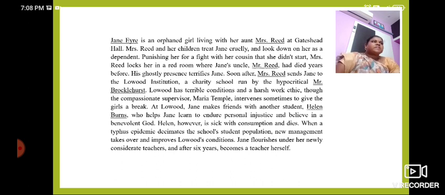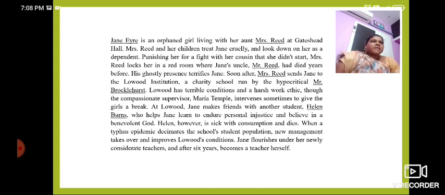His ghostly presence terrifies Jane. Soon after, Mrs. Reed sends Jane to the Lowood Institution, a charity school run by the hypocritical Mr. Brocklehurst. Lowood has terrible conditions and a harsh work ethic, though the compassionate supervisor Miss Temple sometimes intervenes to give the girls a break. At Lowood, Jane makes friends with another student, Helen Burns, who helps Jane learn to endure personal injustice and believe in a benevolent God. Helen, however, is sick with consumption and dies.